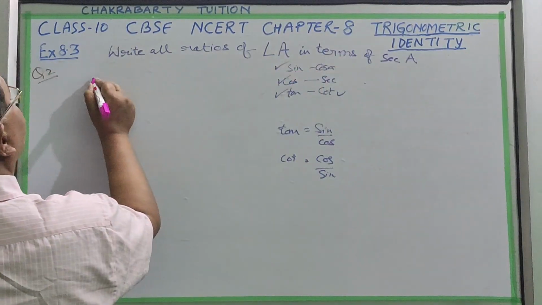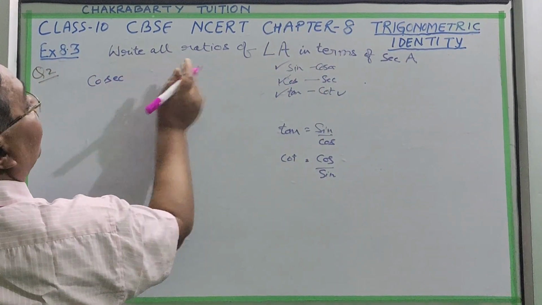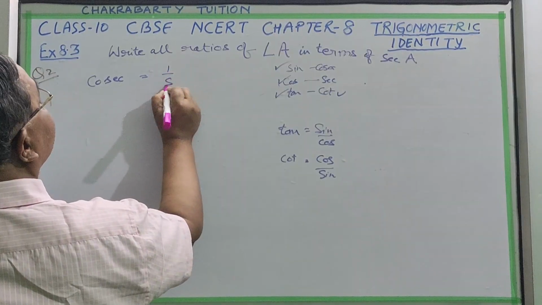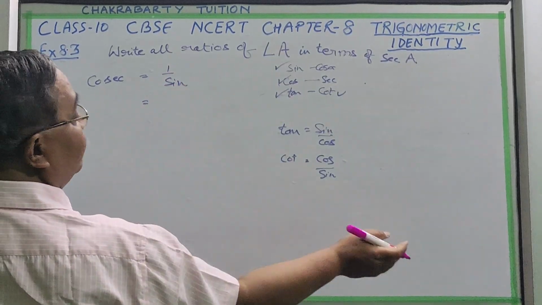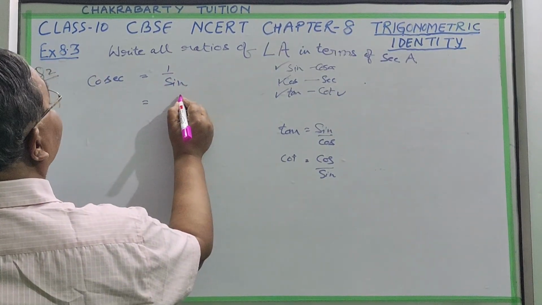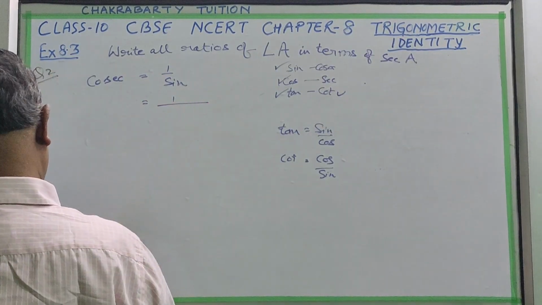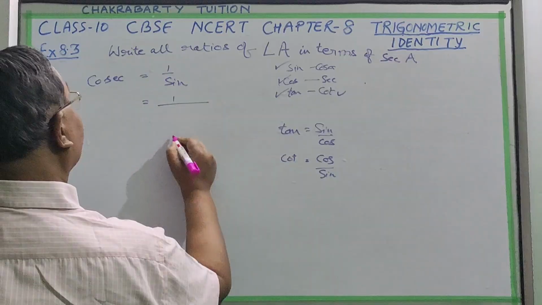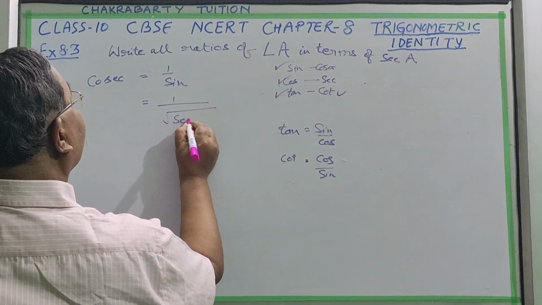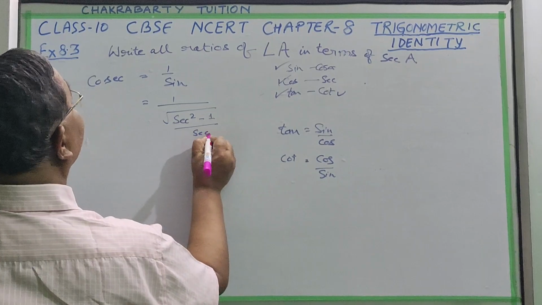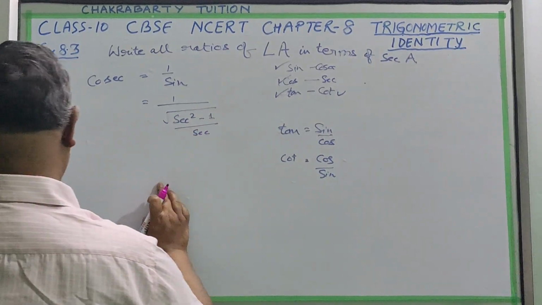Now cosec we are going to try. So cosec we know it is the opposite of sine. So cosec will be equal to 1 upon sine, and sine we have just solved. So cosec A equals 1 upon sine A, we have proved it is under root sec square A minus 1 upon sec A. This we have proved. So this is your answer.